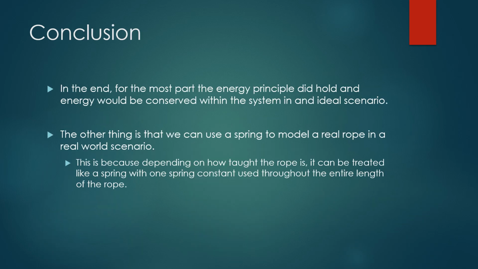In the end, for the most part, the energy principle did hold and energy would be conserved within the system in an ideal scenario. The other thing is that we can use a spring to model a real rope in a real world scenario. This is because depending on how taut the rope is, it can be treated like a spring with one spring constant used throughout the entire length of the rope.